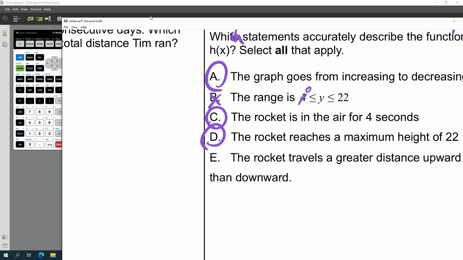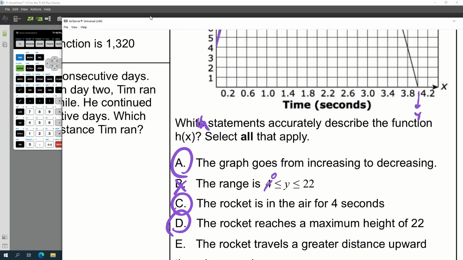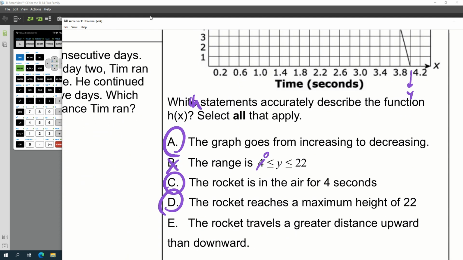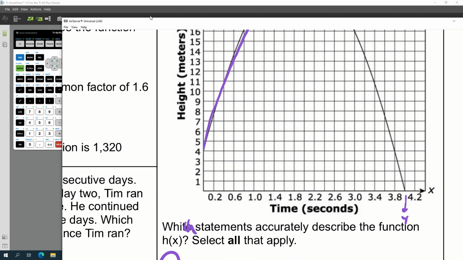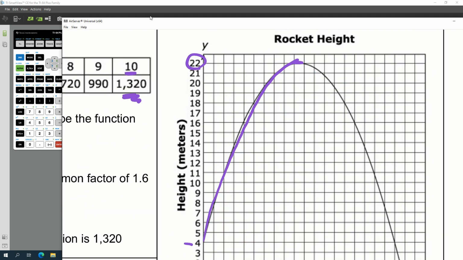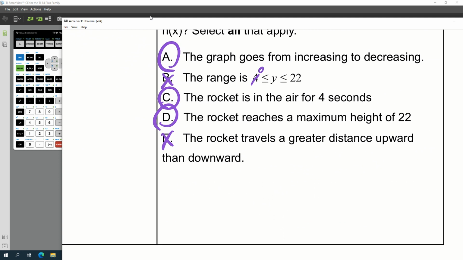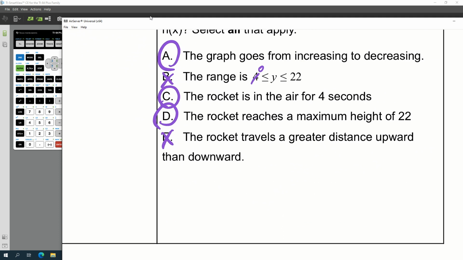And the rocket travels a greater distance upward than downward. What do y'all think? That should be false because it goes upward from 4 feet to 22 feet and downward 22 to 0. So that is not true. All right, we're going to go through all this in one day.